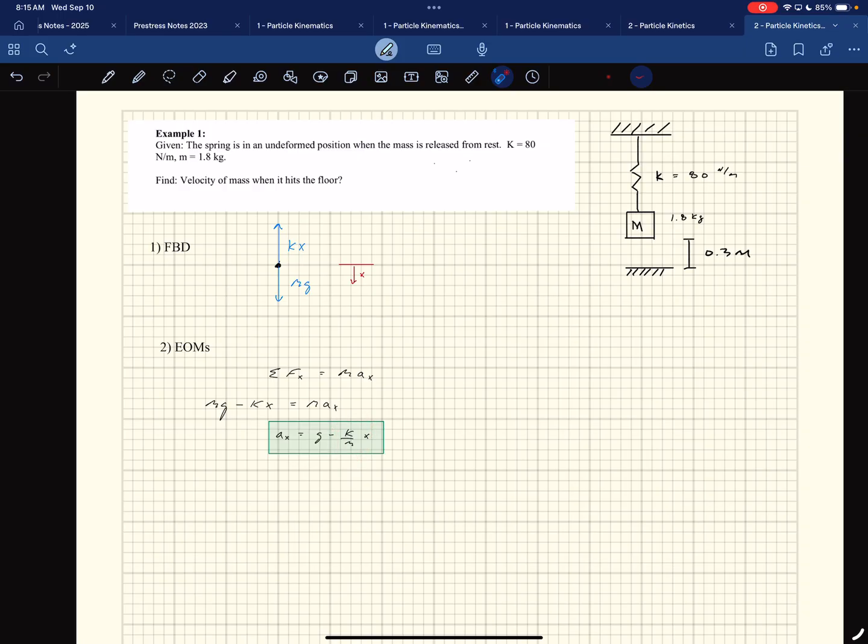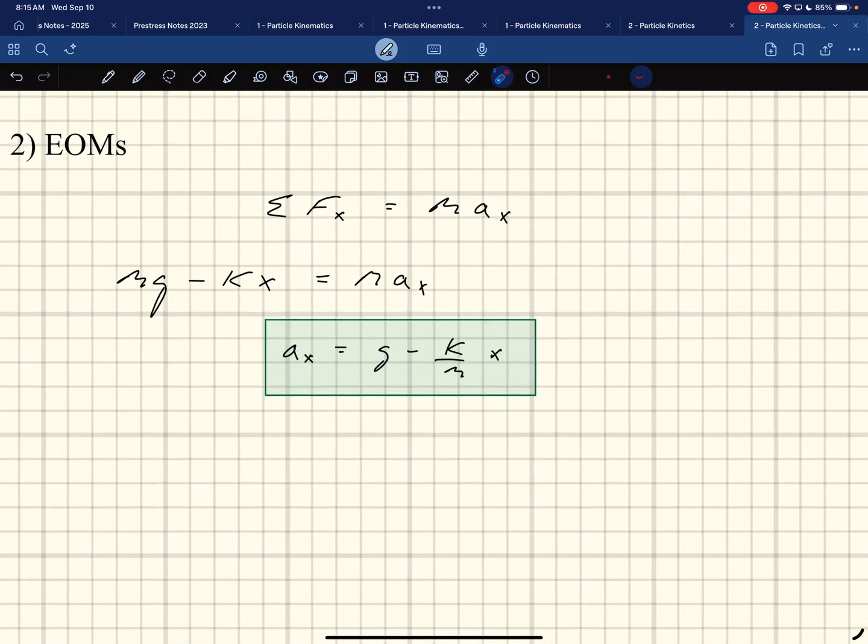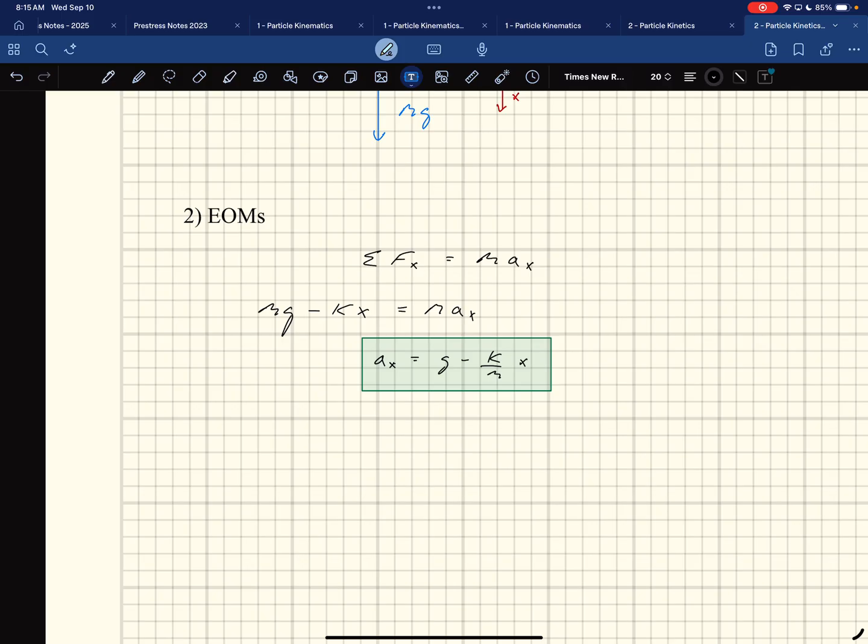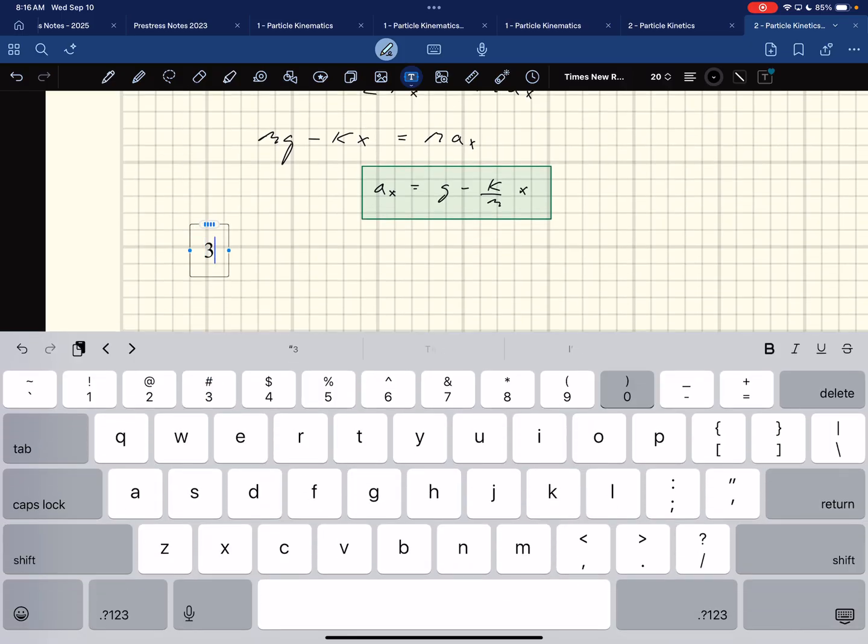Okay, so now at this point, what kind of problem is this? Acceleration as a function of position. This is acceleration as a function of position, because how much the acceleration is depends on how much that spring is stretched out. And so that's what we do. So the next step is step 3, kinematics.